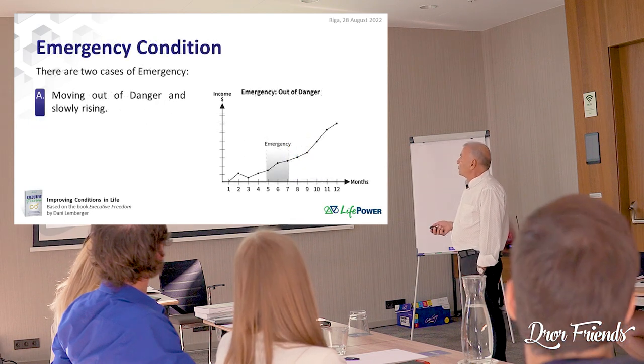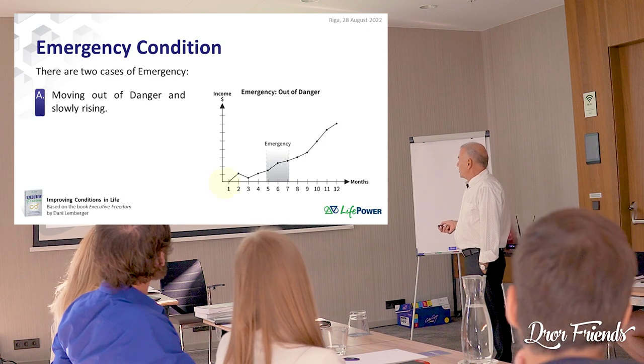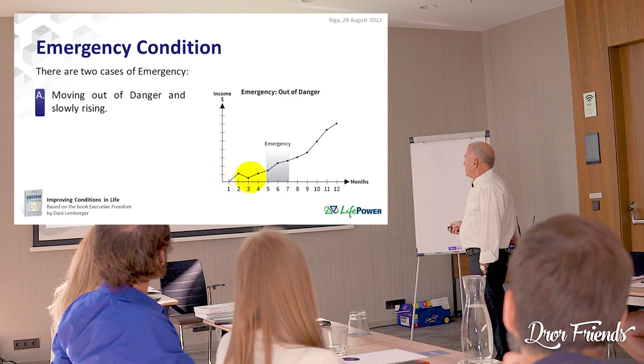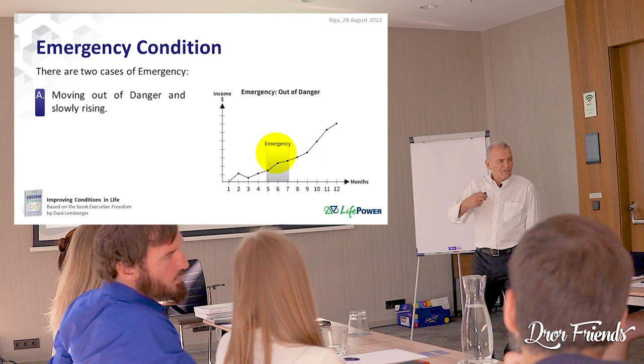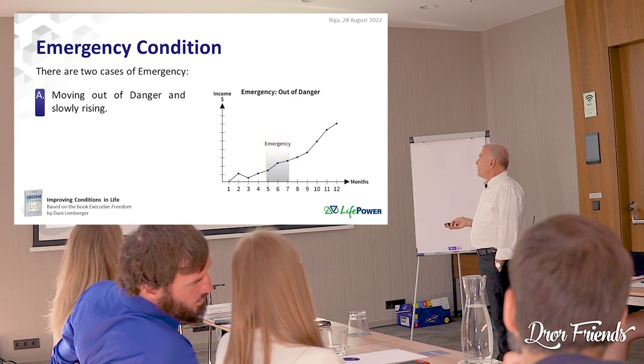Next condition going up, emergency, is already better. You were in noni, you were in danger, now you're moving up to emergency, which means you're not stable, you're not strong yet, but it's getting better.